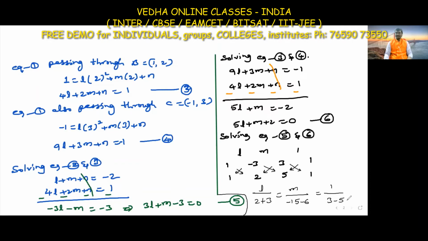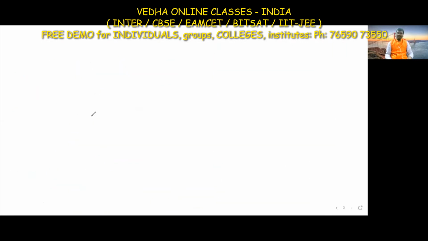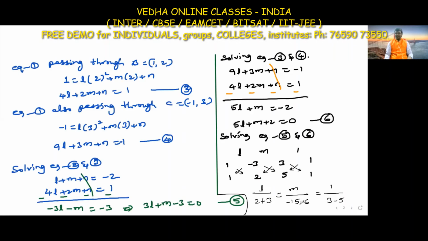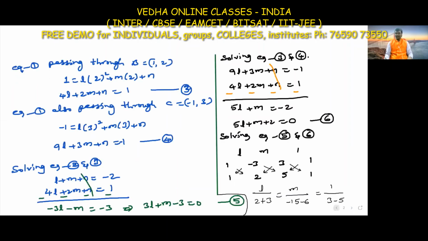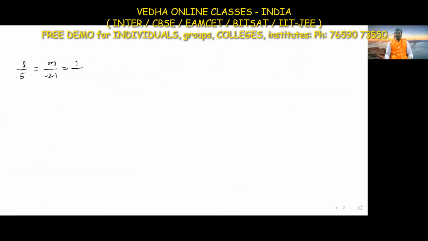3 minus 5. Now L divided by 2 plus 3 is 5. What is 2 plus 3? 5. So L divided by 5 is equals to m divided by, how much we get here? Minus 15 minus 6 minus 21. Minus 21 is equals to 1 divided by, so 3 minus 5 is minus 2. Minus 2.